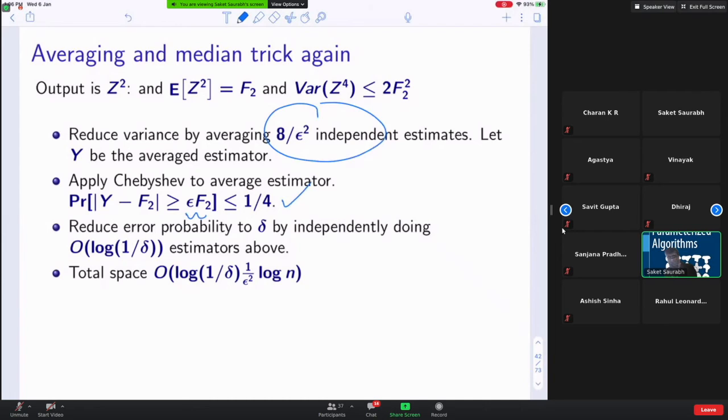So this is what we achieved: you don't need to do more than order 1 over epsilon square samples to get to a constant probability. And you are just keeping one number. So in total, you will take log 1 over delta, 1 over epsilon square, log n space. Any question here? It was not too much. It was quite a nice algorithm.